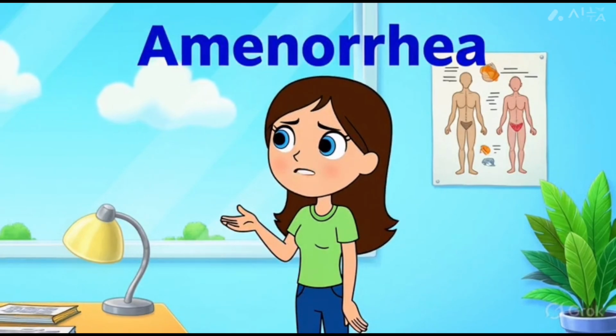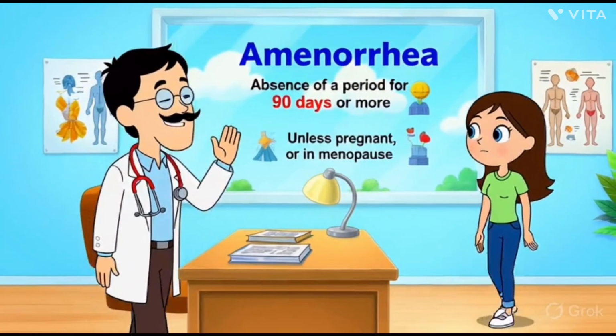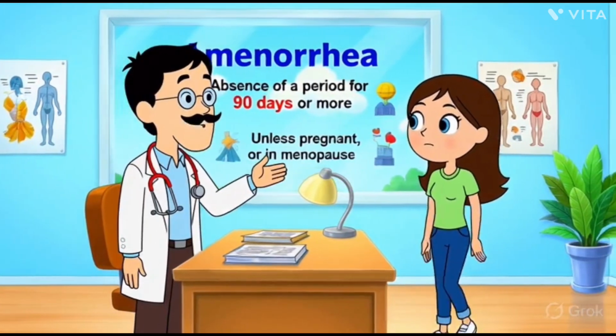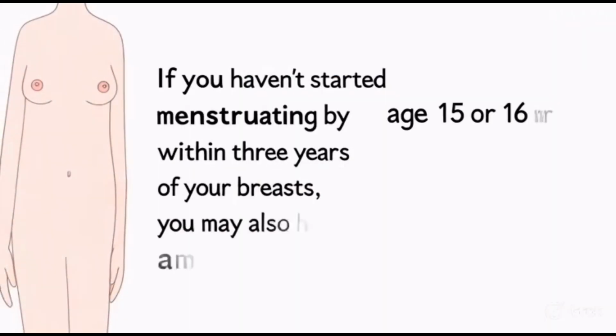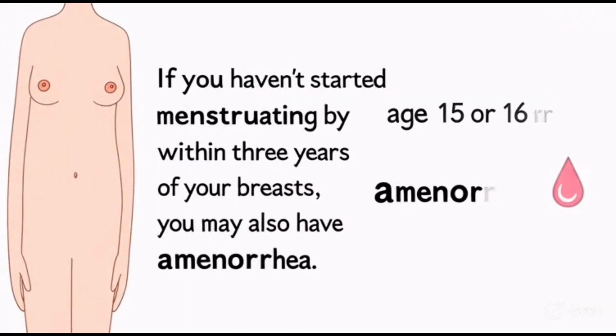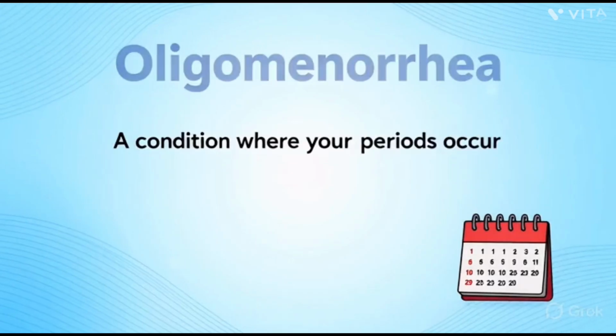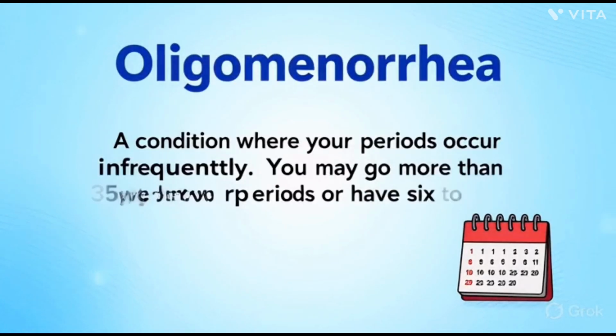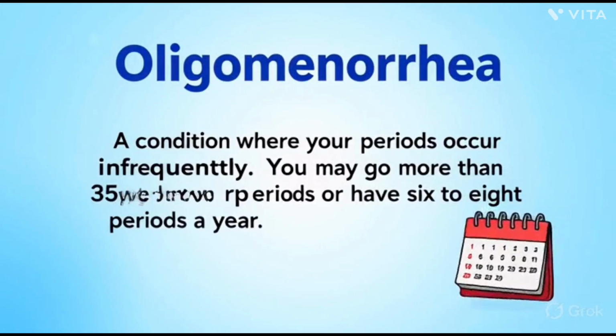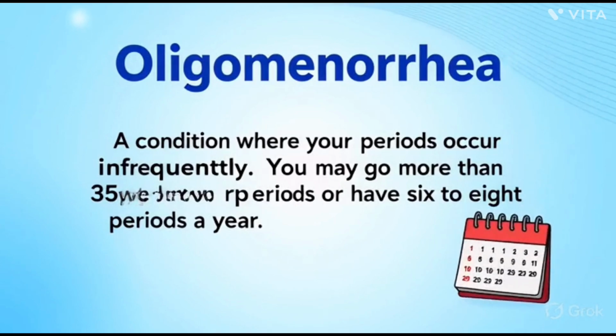Doctor, I haven't had my period in months. That's amenorrhea. It's defined as no period for 90 days or more, unless you're pregnant, breastfeeding, or in menopause. If you haven't started menstruating by age 15 or 16, or within 3 years of your breasts developing, you may also have amenorrhea. Oligomenorrhea is a condition where periods occur infrequently. You may go more than 35 days between periods or have 6 to 8 per year.